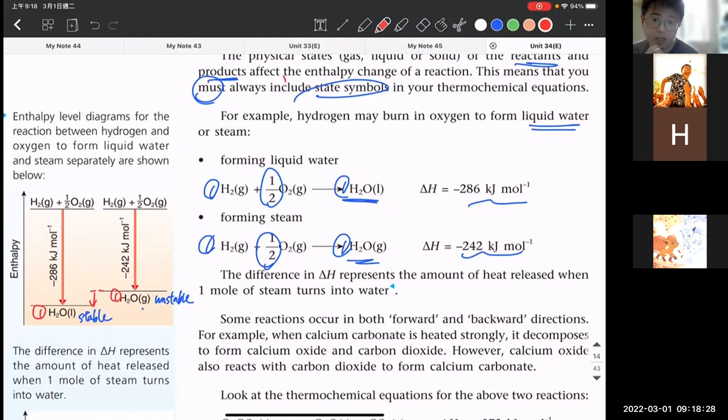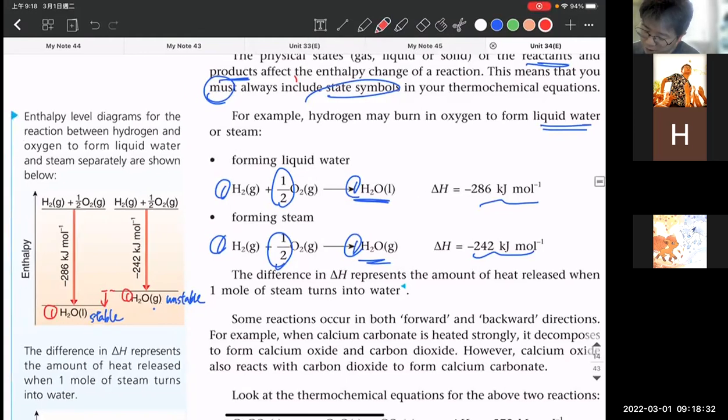What is the difference? About 44, isn't it? 44. So if you write down this, you can also have the enthalpy terms, which tells you the change in state being minus 44 kilojoule per mole. Now, which means that if I have 1 mole of steam, I turn back to 1 mole of water, it releases 44 kilojoule of heat.